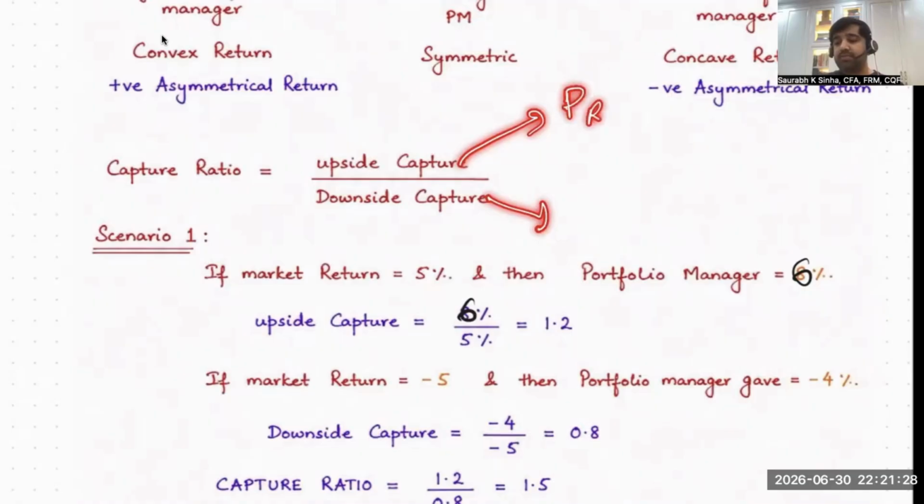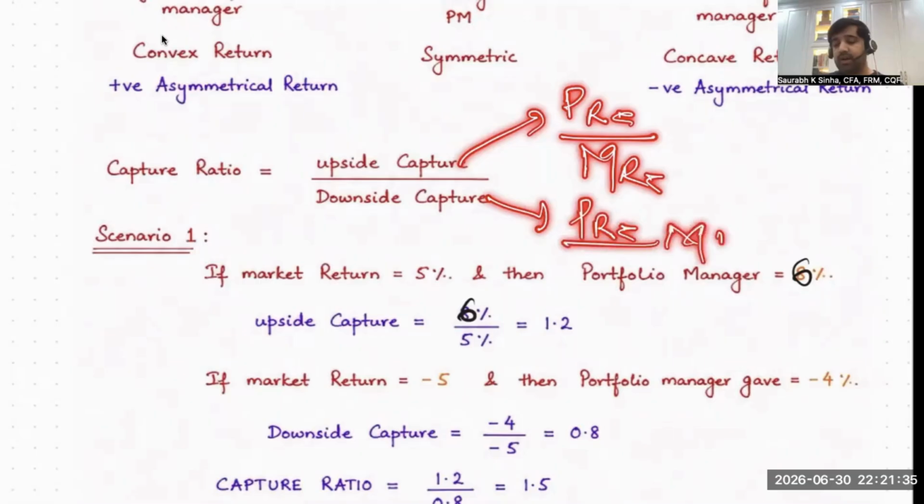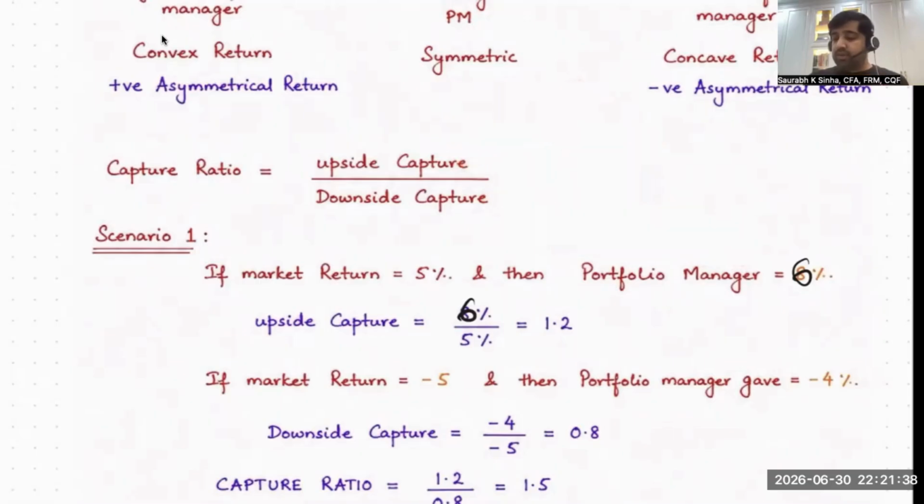Portfolio manager return or portfolio return divided by the market return. You got the ratio of 1.2 and 0.8 for upside capture and downside capture. That are individual capture in the upside market and the downside market.